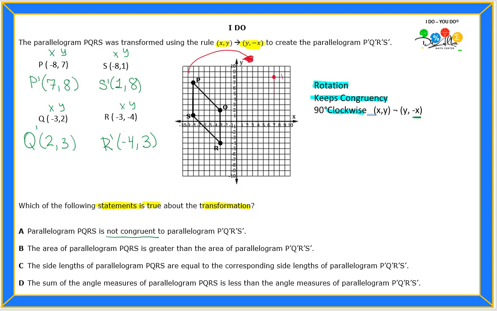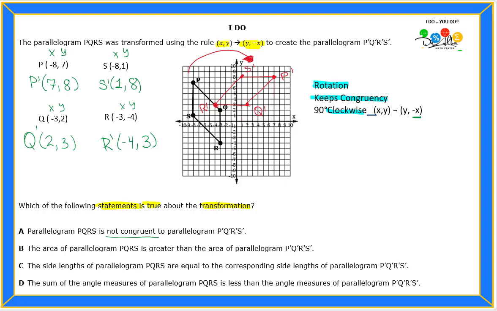Don't forget to write down your labels. This is P prime. Then I need (1, 8), which is right here, and this is S prime. Then I need (2, 3), which will be Q prime. And the last one is (-4, 3), which is right here, and this will be R prime. If you connect them, look what happens. It just tilts to the side.